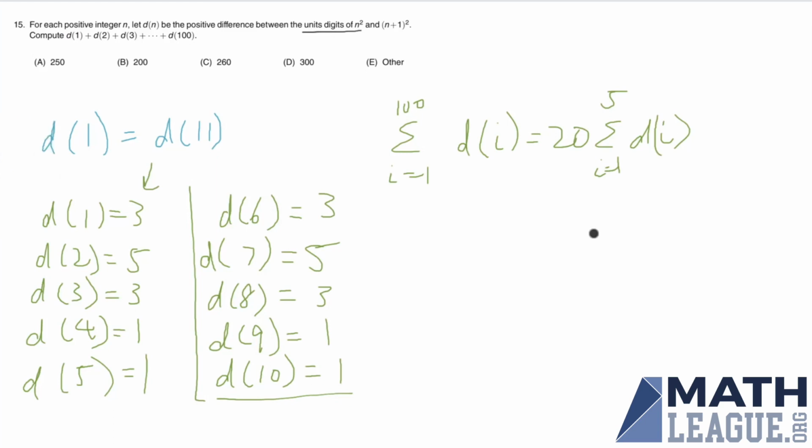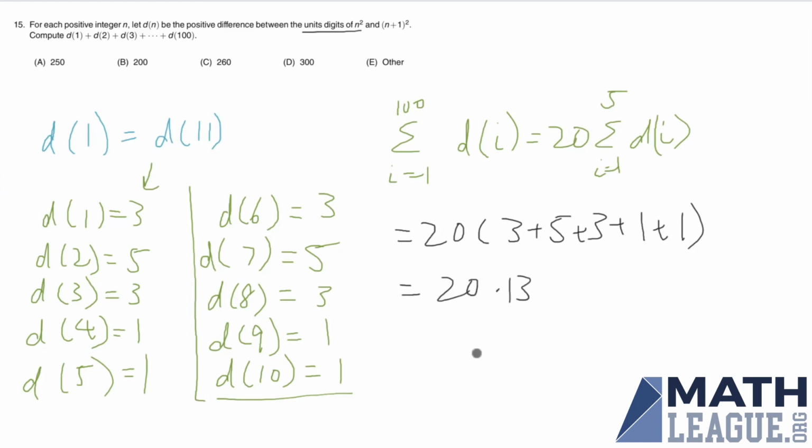And that allows us to compute this expression on the right to be equal to 20 times 3 plus 5 plus 3 plus 1 plus 1. Inside the parentheses gives us 13, so 20 times 13 gives us a total of 260, which is our answer, and that is answer choice C, 260.